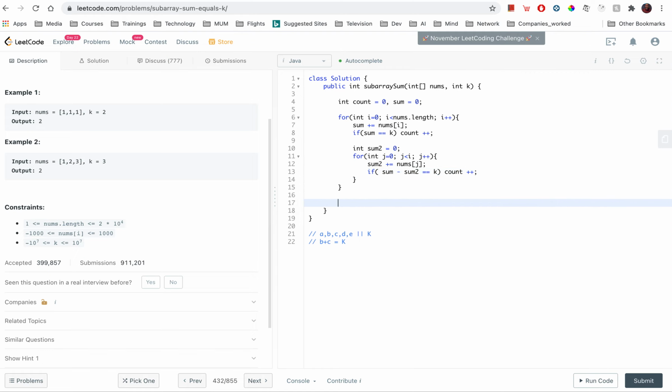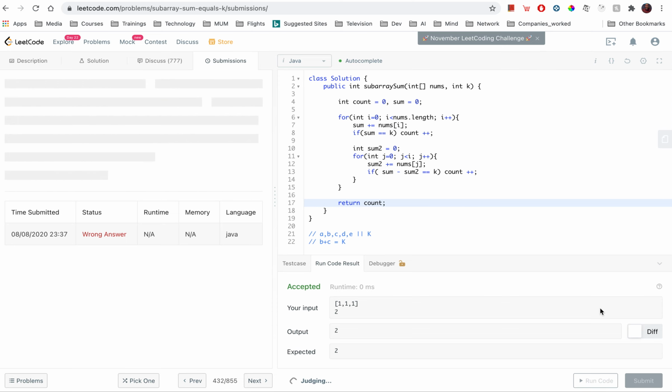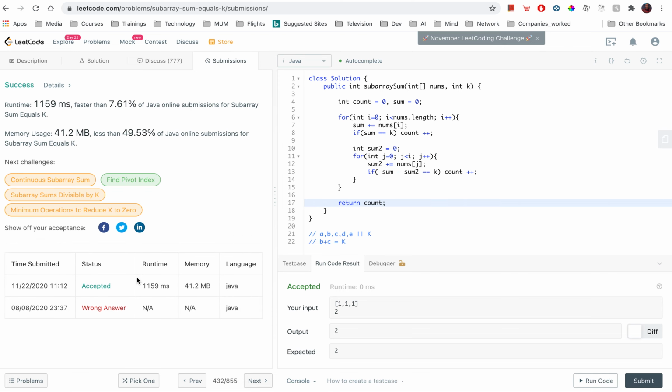And then finally we return count. But the complexity of this solution would be n square, and I think it will work if I'm not forgetting any edge cases. Yeah, it worked, but again, this is not so much of an optimized solution because its runtime complexity still is n square. What we can do, so let's analyze the nature of this solution.